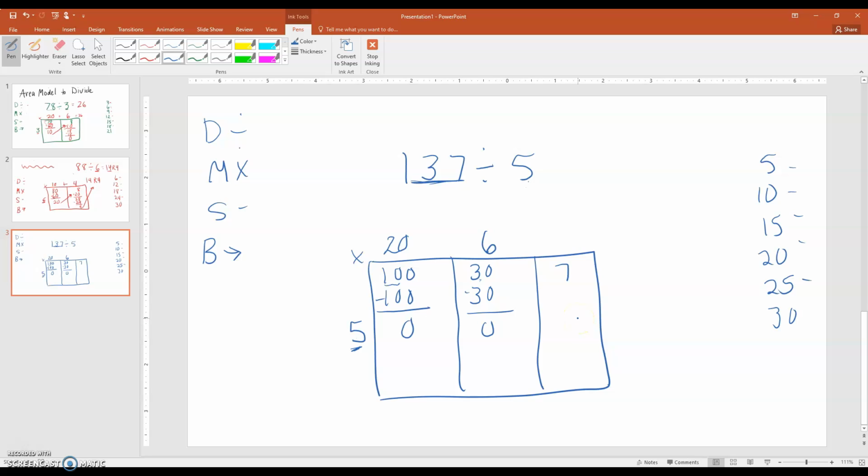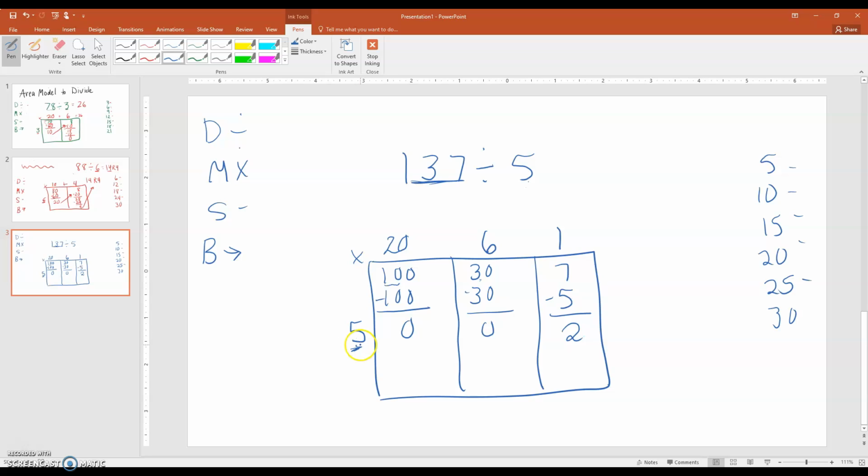I come back up to divide. How many times does 5 go into 7? Goes in there 1 time. 1 times 5 is 5. I subtract. 7 minus 5 is 2. Up. Now I don't have a 0. I don't assume it's a remainder yet.